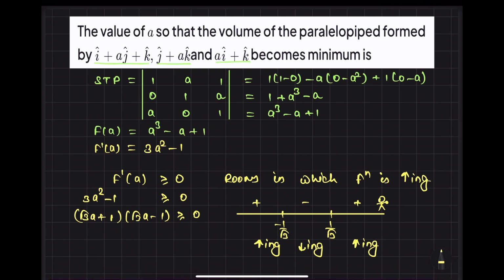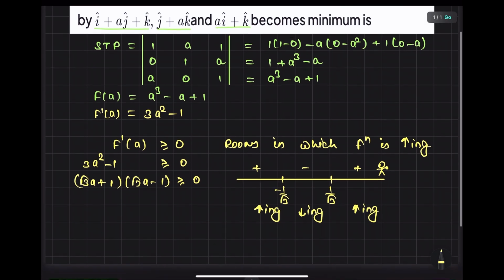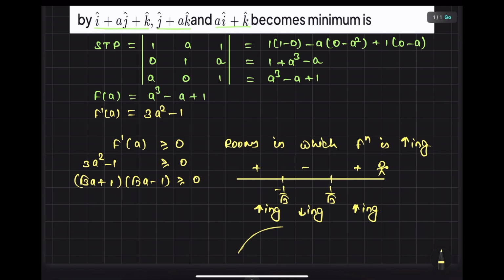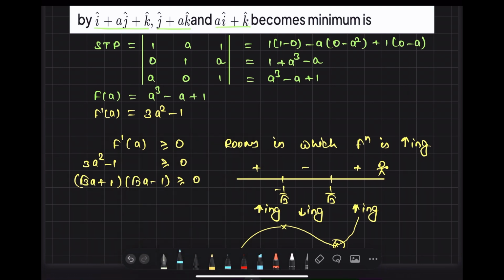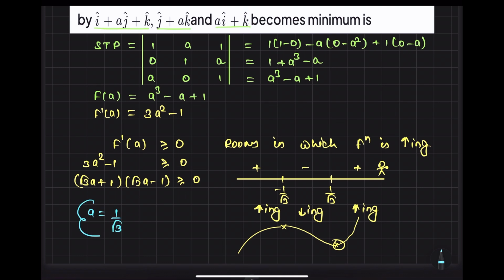Now we want what? Minimum. So the function will increase, increase, increase, then it will hit a maximum at this point. Meaning if you want to find the maximum value of volume, you should go with minus 1 by root 3, and then it will decrease and reach a minimum at 1 by root 3, and then again it will grow. So for the minimum we should focus on 1 by root 3. Okay, so the value of a for which the function will produce the minimum is 1 by root 3.